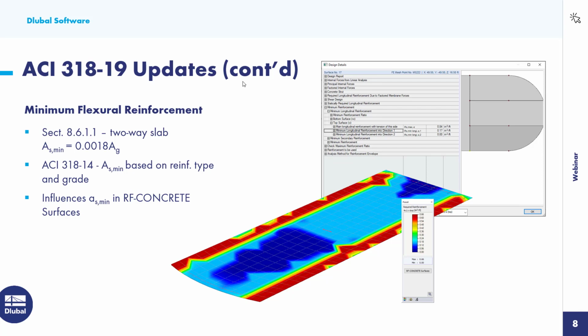Now this is the same requirement as the temperature and shrinkage, but all the code wants us to do here is to apply this to the tension face of the slab element. Now, how this influences our add-on modules, this purely only affects RF-CONCRETE Surfaces, and it's going to influence the minimum longitudinal reinforcement. So we'll see those updates within the add-on module there.